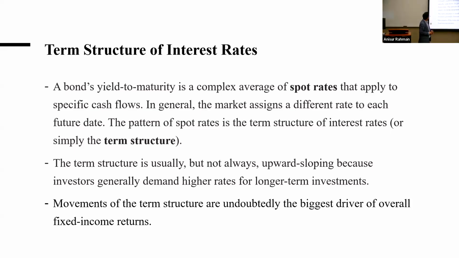Now, the term structure of interest rates. So what that basically means is, you can invest, let's say, in a 1-year bond, 2-year bond, 3-year bond, right? And generally when you invest in a longer term bond, you get a higher rate of return per year. So your term structure looks like an upward sloping curve.